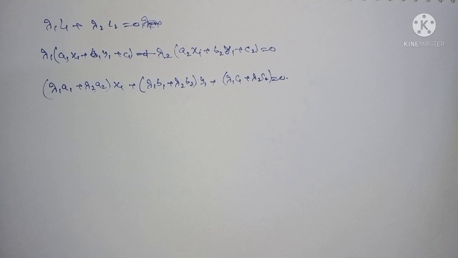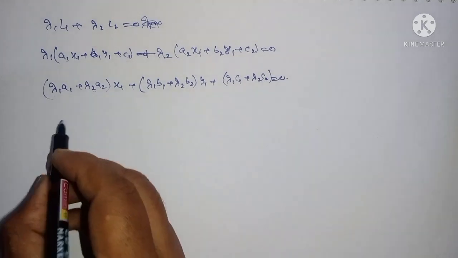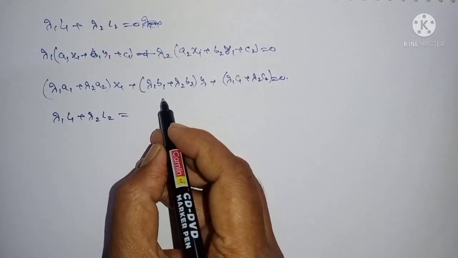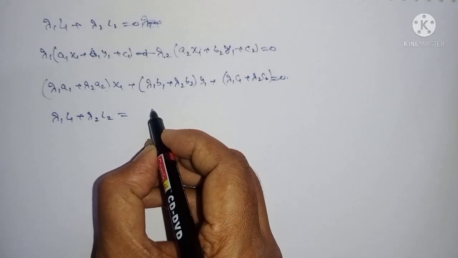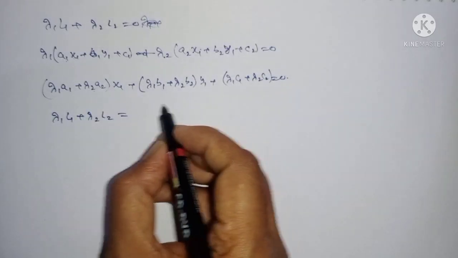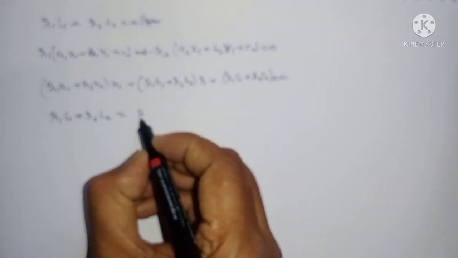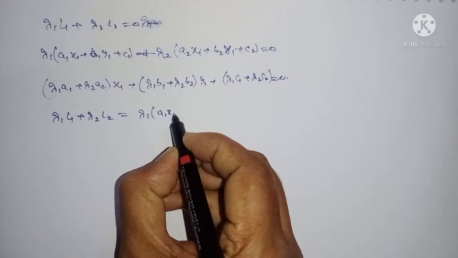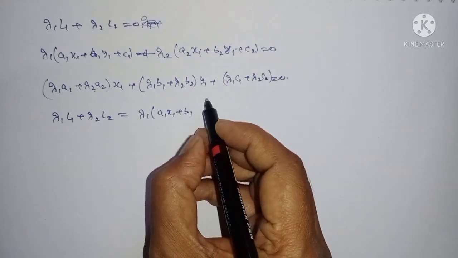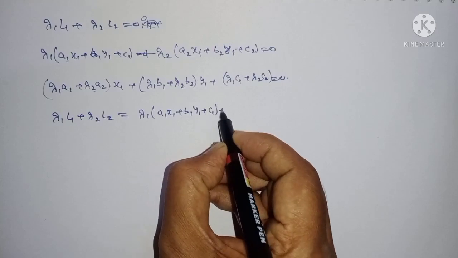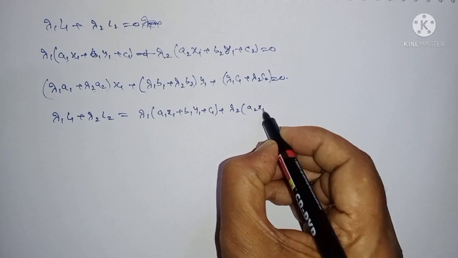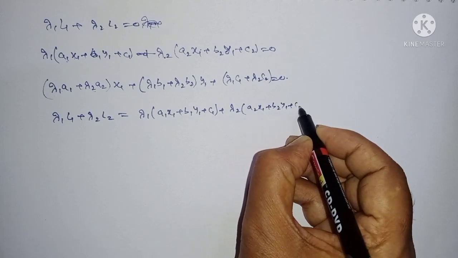This is our required equation. Therefore λ1L1 + λ2L2 can be written by taking λ1 common, as it is: λ1(a1x1 + b1y1 + c1) + λ2(a2x1 + b2y1 + c2) = 0.